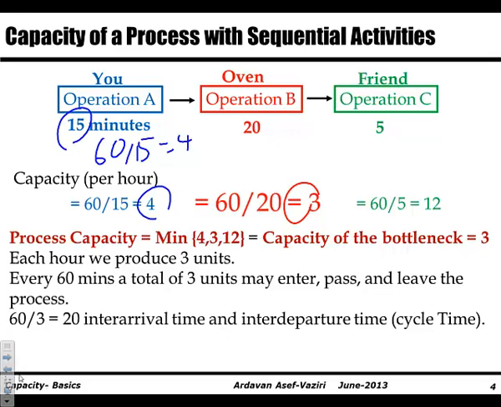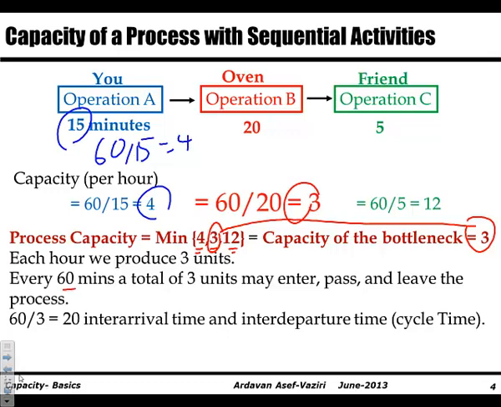So if I have several consecutive sequential operations in a process, the capacity of the process is equal to the minimum of the capacity of each operation. Here I have 3 operations. The first operation capacity is 4, second 3, third 12. The minimum of these 3 capacities is 3. Therefore, the capacity of the process is 3 units per hour.